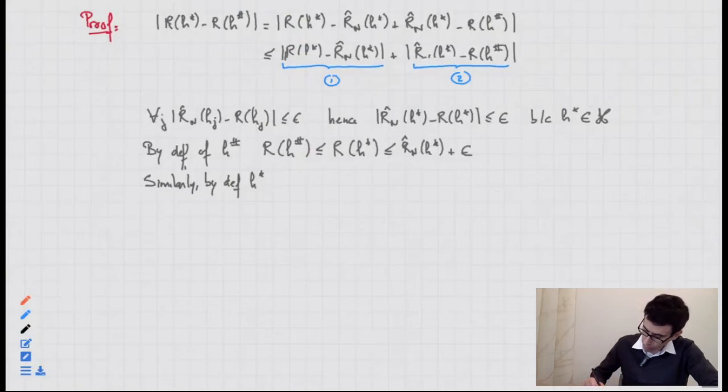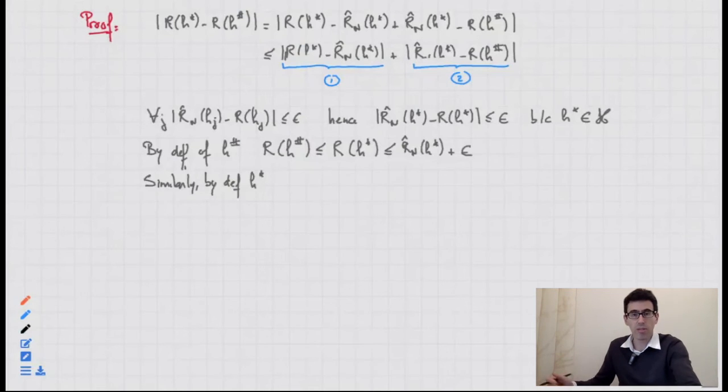Therefore, the model that minimizes the empirical risk has to satisfy that because it is in the set. H star is one of the Hj, and therefore we can conclude that R hat n, the empirical risk of H star, minus the true risk of H star, has to be less than epsilon. That's because H star belongs to H. My assumption says every model generalizes, so H star has to generalize.